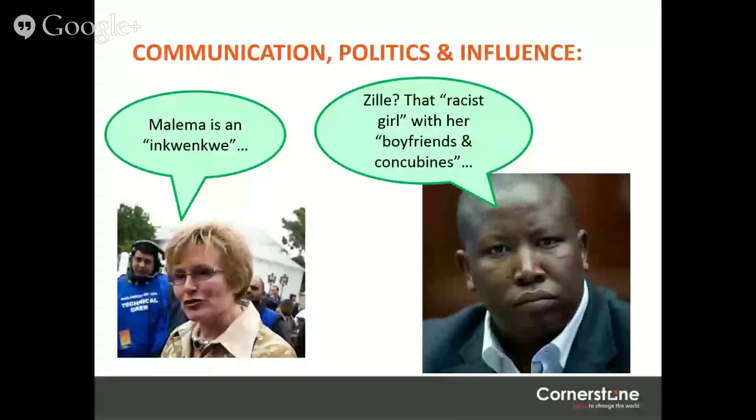years, two personalities who have at times been at each other's throats in the media is Helen Zille and Julius Malema. And on one occasion, Helen Zille referred to Malema as an Nkwenkwe, which is an uncircumcised boy, you know, a boy, somebody who doesn't know things, who's wet behind the ears. On the other hand, Malema referred to Zille as that racist girl with her boyfriends and concubines.